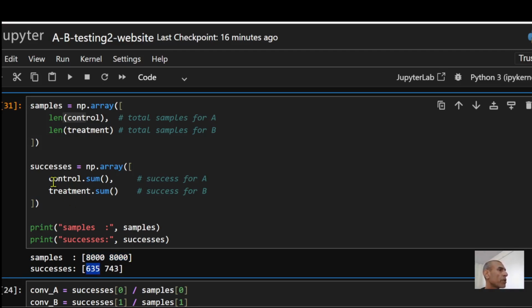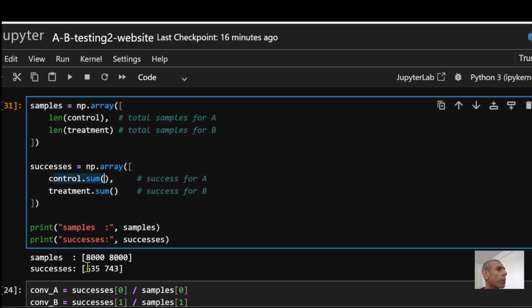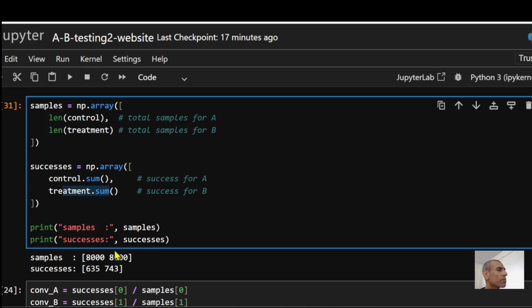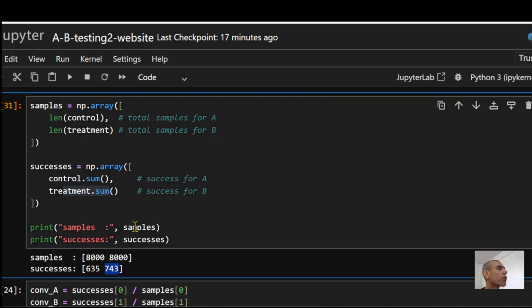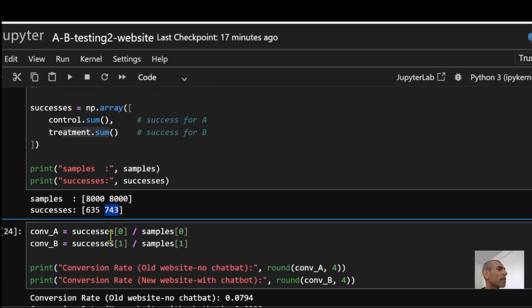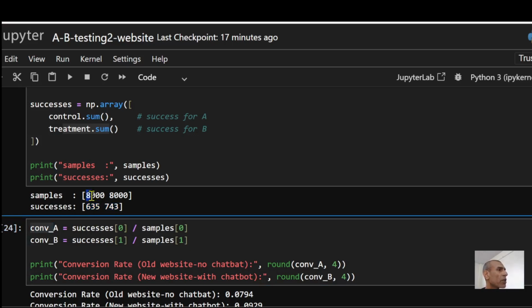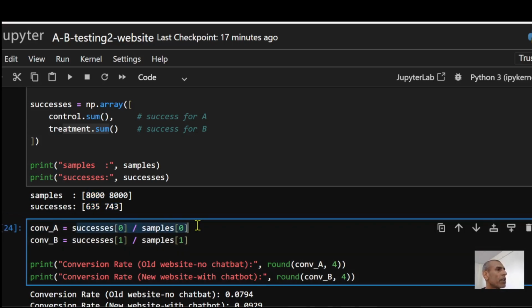635 people, that would be this number right here, actually bought the product after they visited website A. This number right here, 743, tells me that 743 people bought the product after they visited website B. Now let's calculate our conversion A. You take 635 and divide by 8,000. This is exactly what I'm doing over here, and that's going to give me my conversion rate for website A.